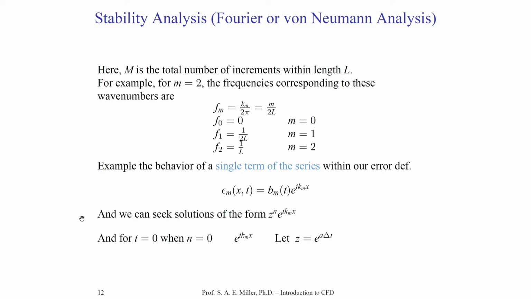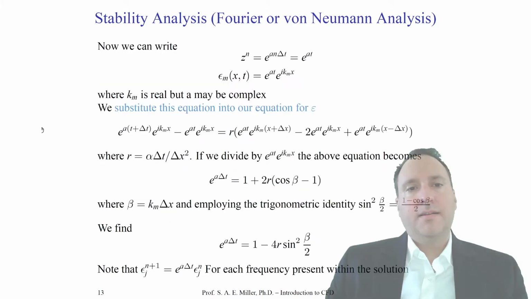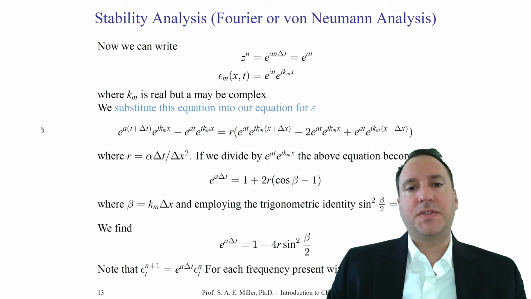Now we can seek solutions of the form z to the n e to the i k_m x. We seek solutions of this form because of the nature of the stability analysis and equations. Now, for a particular time 0, when n equals 0, that is the initial condition, we'll have e to the i k_m x. Why, of course, because we've set time and mode equal to 0. We'll then let the solution of that particular initial condition be equal to z, which is e to the alpha delta t. Now, based on this, we can write z to the n equals e to the a n delta t, which will be e to the a t.